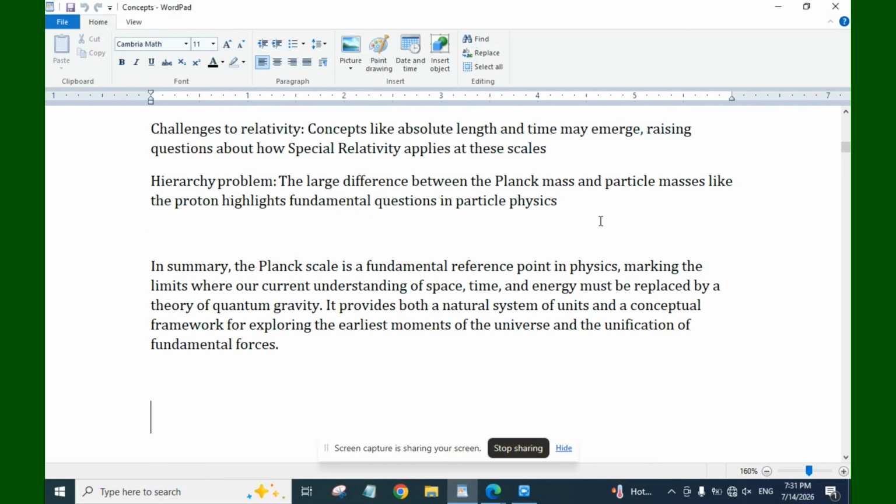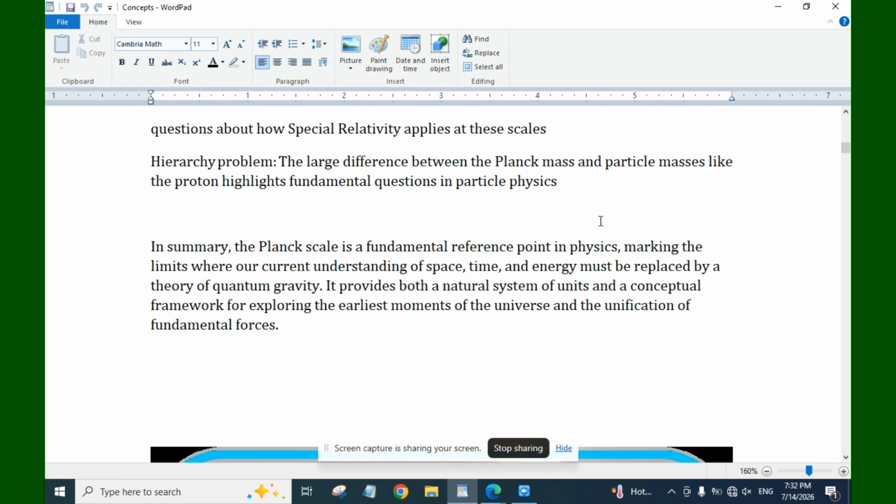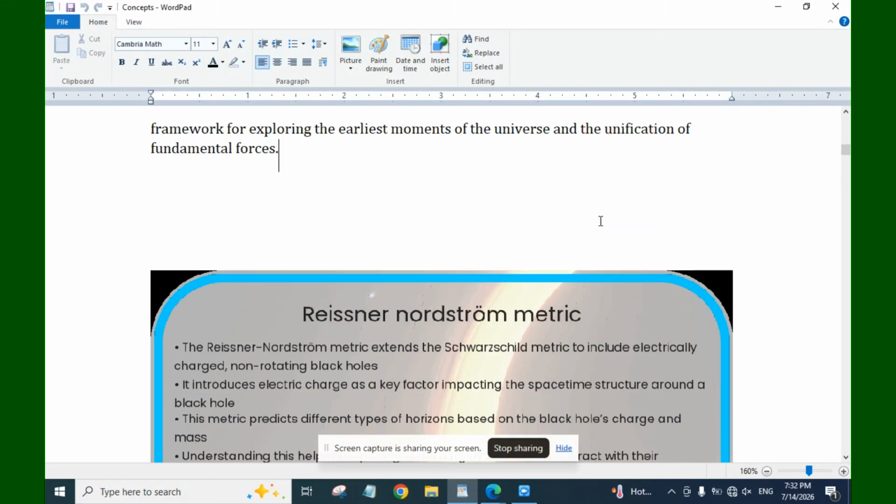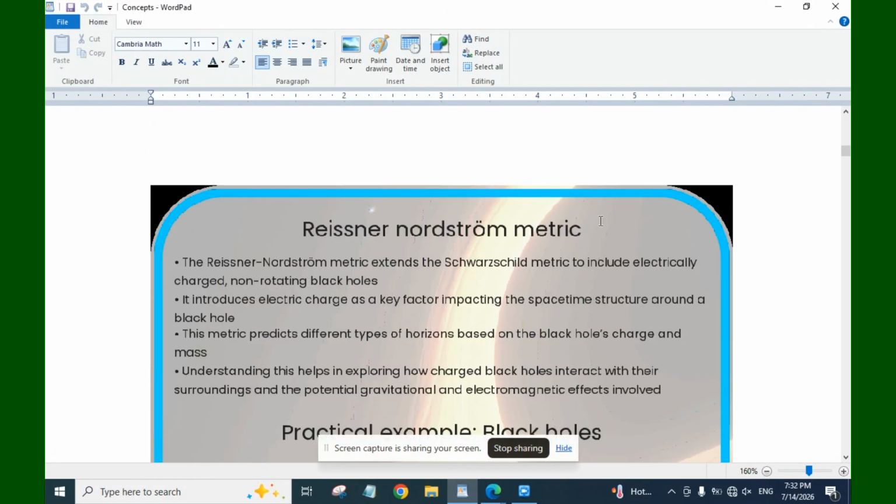In summary, the Planck scale is a fundamental reference point in physics, marking the limits where our current understanding of space-time and energy must be replaced by a theory of quantum gravity. It provides both a natural system of units and a conceptual framework for exploring the earliest moments of the universe and the unification of fundamental forces. And now I want to go through the Reissner-Nordström metric.